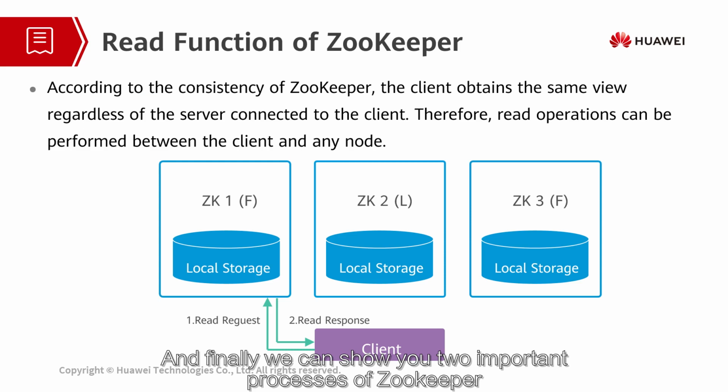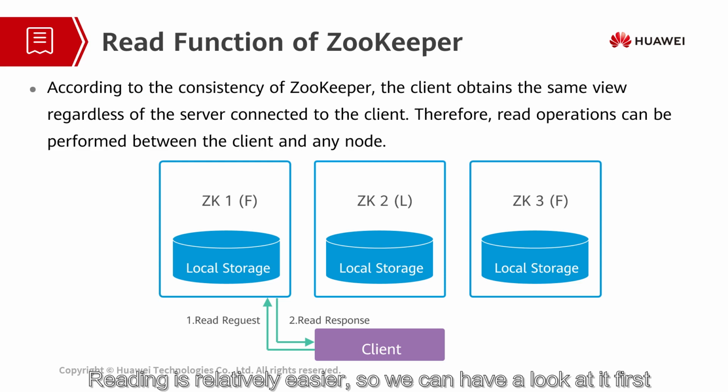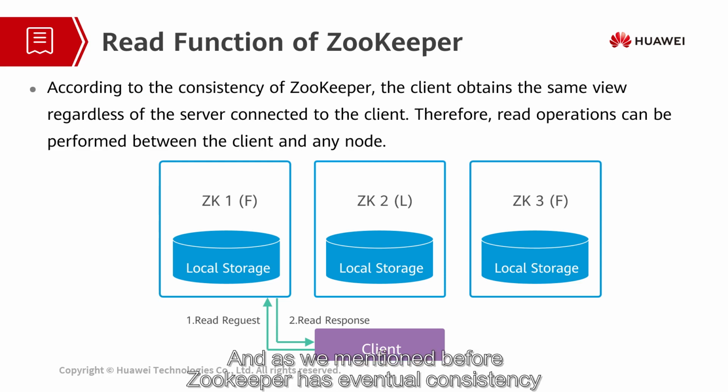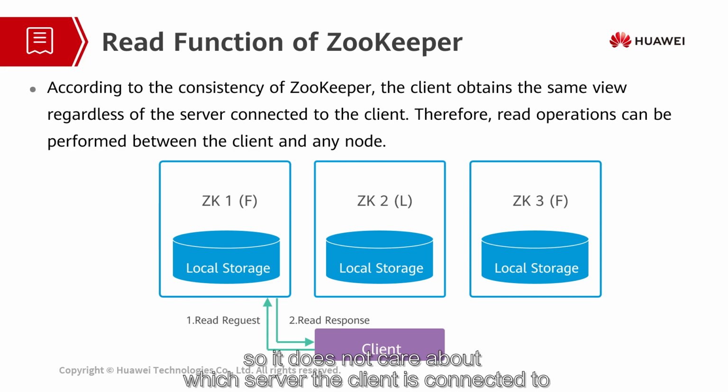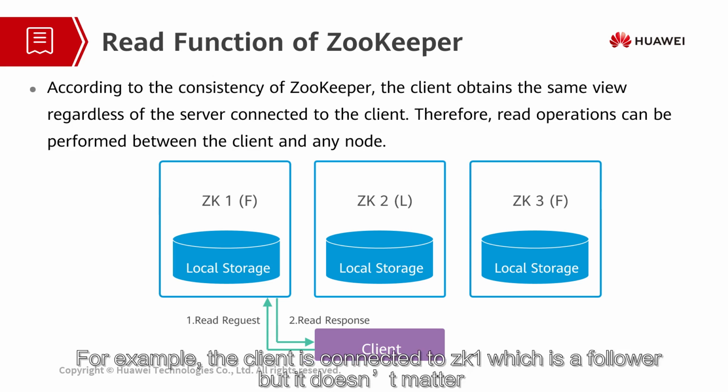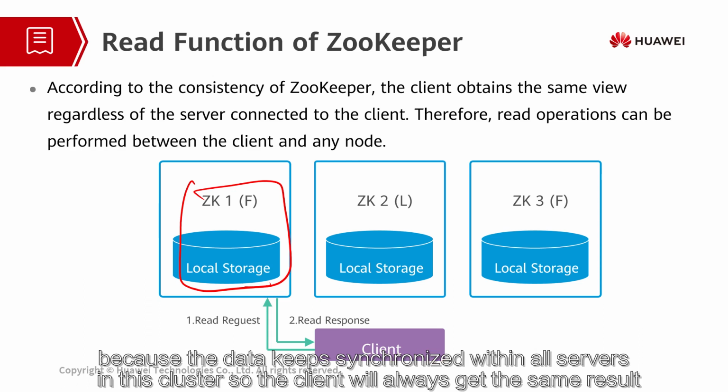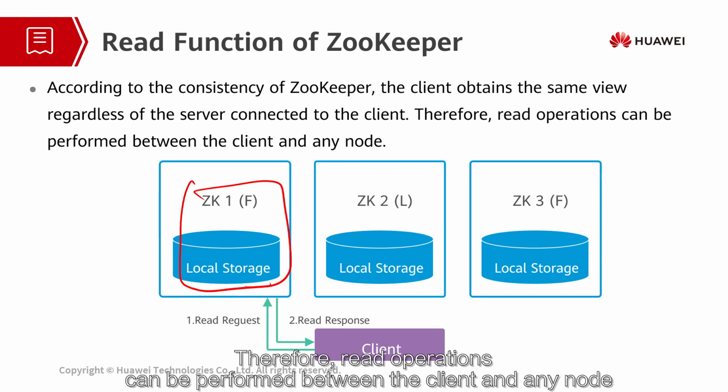And finally, we can show you 2 important processes of ZooKeeper. Reading is relatively easier, so we can have a look at it first. As we mentioned before, ZooKeeper has eventual consistency, so it does not care about which server the client is connected to. For example, the client is connected to ZK1, which is a follower. But it doesn't matter because the data keeps synchronized within all servers in this cluster. So the client will always get the same result. Therefore, read operations can be performed between the client and any node.